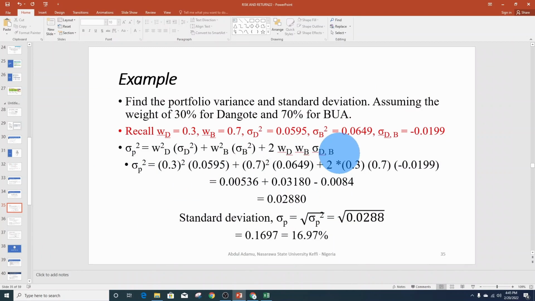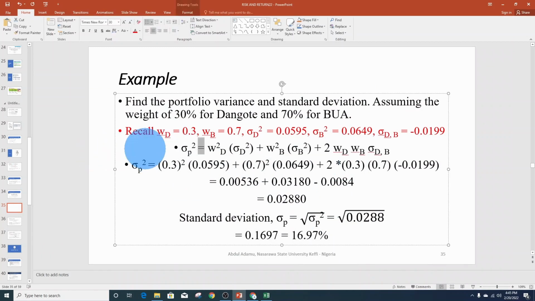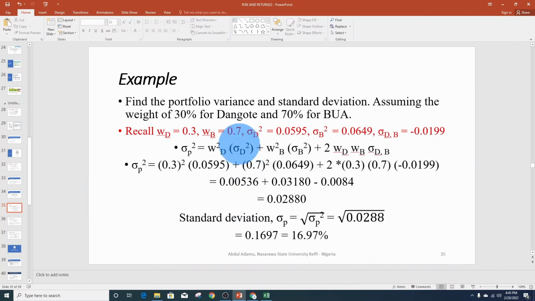Now that we are equipped with that, we can now put it in our formula. So W square, that is 0.3 square, multiplied by the variance, which is this, that is the value here, plus 0.7 square, that is the weight for Bua, multiplied by the variance of Bua, which is this, plus 2 times weight, 0.3, 0.7 times their covariance, which is this. When we multiply them and add them, we have 0.0288, which is the variance of the portfolio.